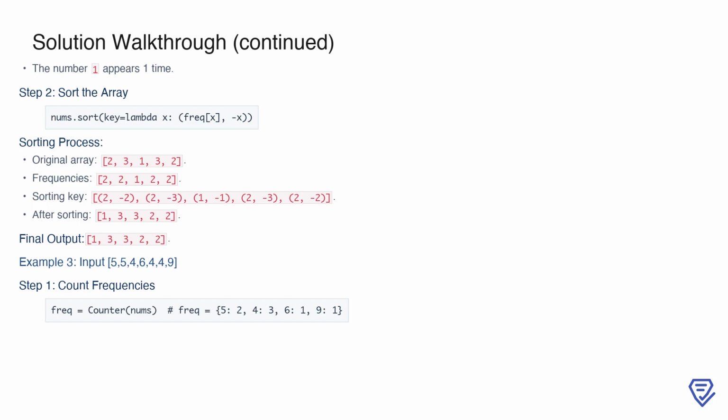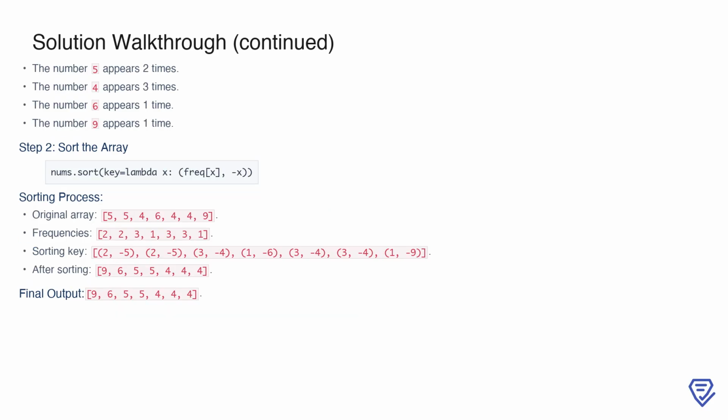Let's now review one more example. For the input array 5, 5, 4, 6, 4, 4, 9, we start by counting the frequencies using Counter. The results show that 5 appears twice, 4 appears 3 times, and both 6 and 9 appear once. From the frequency count, we know that 4 has the highest frequency of 3, followed by 5 with a frequency of 2, and 6 and 9 each with a frequency of 1.